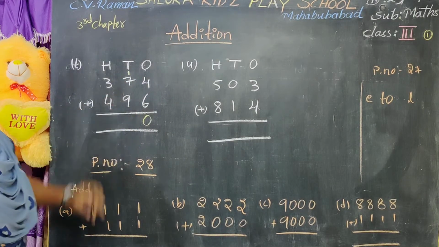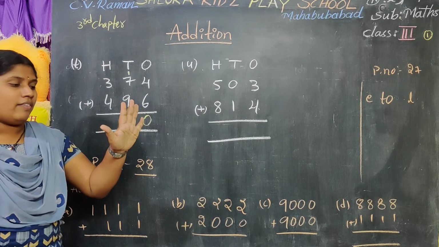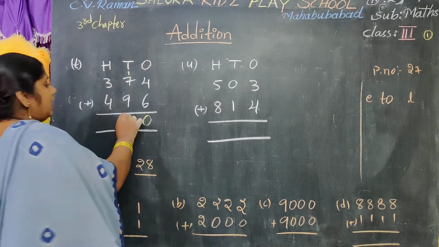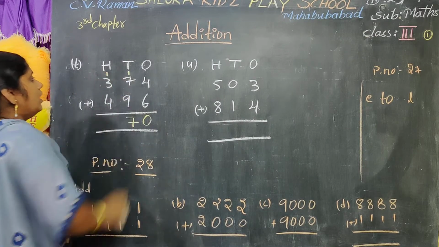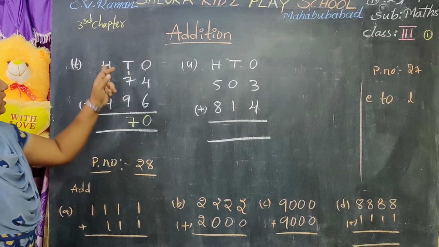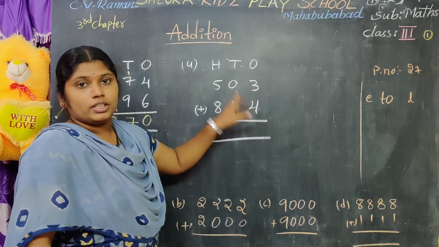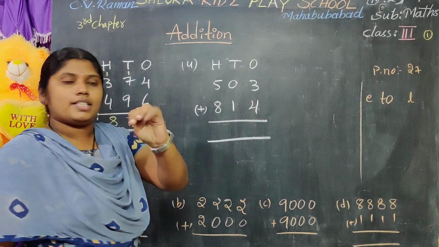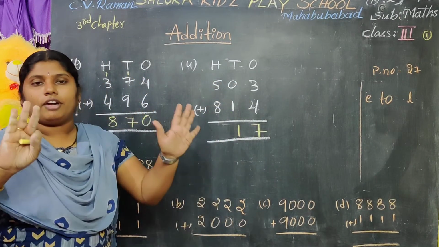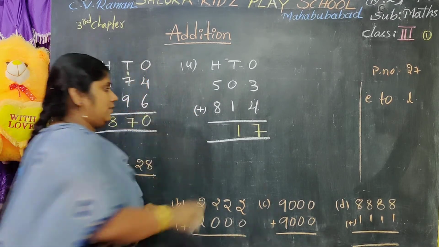Now 7 plus 9: 7 after 9 comes: 8, 9, 10, 11, 12, 13, 14, 15, 16. 16 plus 1, 17. 7 here, 1 carried. 3 plus 4: 4, 5, 6, 7. 7 plus 1, 8. Next, 3 plus 4: 4, 5, 6, 7. 0 plus 1, 1. 5 plus 8: 6, 7, 8, 9, 10, 11, 12, 13.